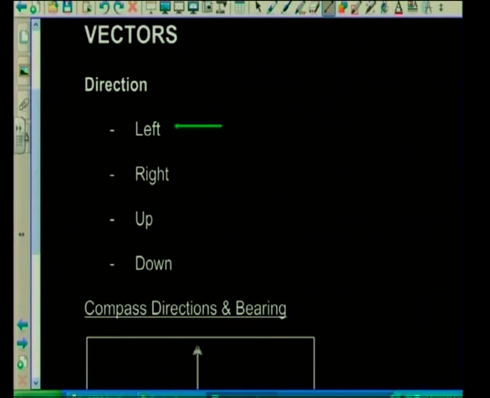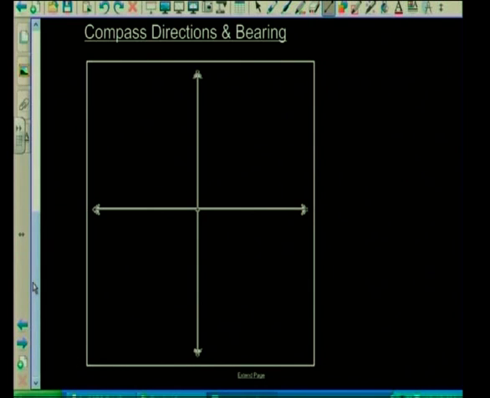We can say that it's going left. We can say it's going right. We can say it's going up. And we can say it's going down. These got a little off to the side, but it doesn't matter. Those are nice and simple directions, okay? Left, right, up, down, those are easy. However, we can also do it in terms of compass points and bearing.